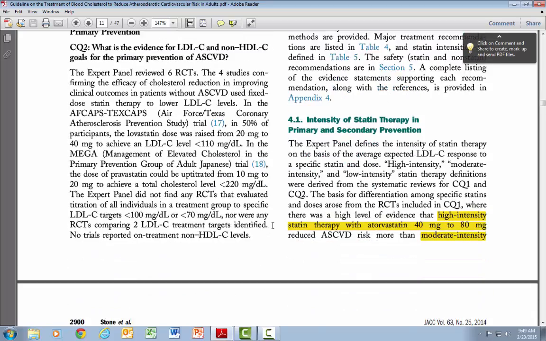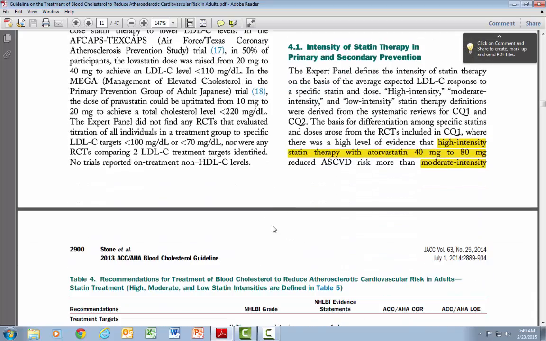This is basically the summary of this guideline. Remember that high intensity statin, okay, is atorvastatin 80 milligrams, and moderate intensity statin would be 40 milligrams.